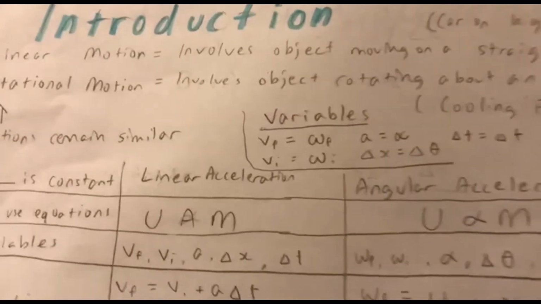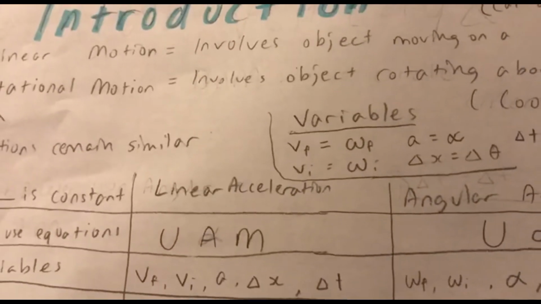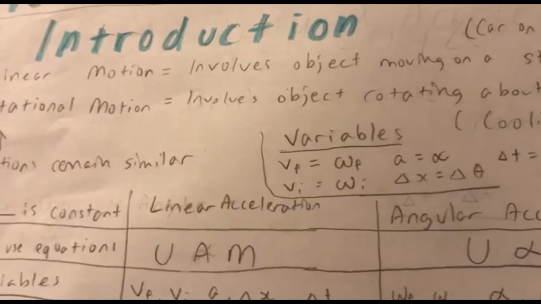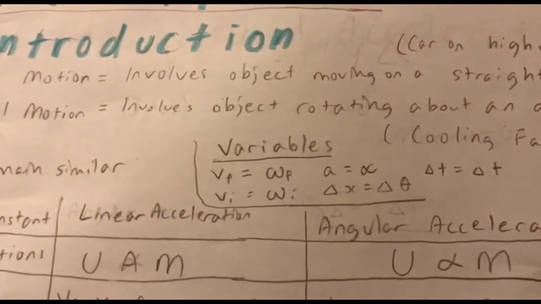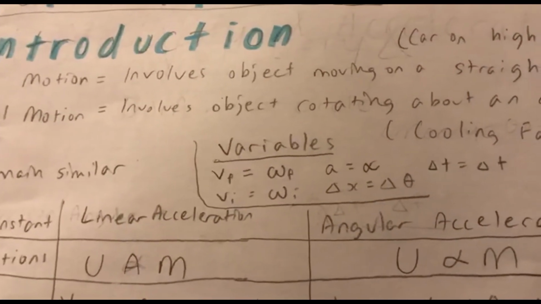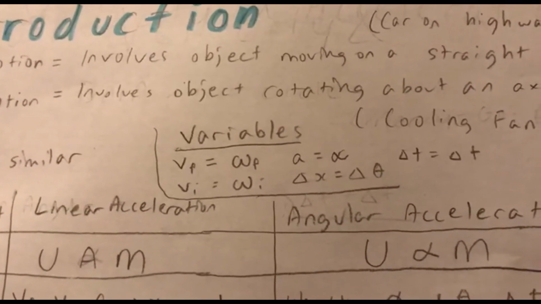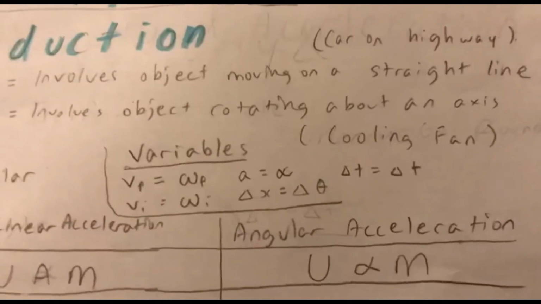For example, here you can see velocity final and velocity initial equals angular velocity final and angular velocity initial, represented by the w. And acceleration becomes angular acceleration. Change in x or displacement becomes change in theta or angular displacement, but change in time remains the same.